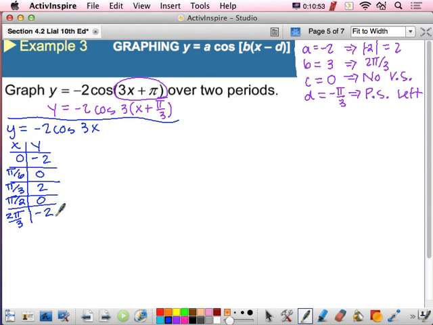So, are we good? Okay, well now we have to take that and we have to shift the values. Which ones are going to change? The x's or the y's? X's. How are they going to change? We're going to subtract pi over 3 from each of them. And then our y's are going to stay the same.